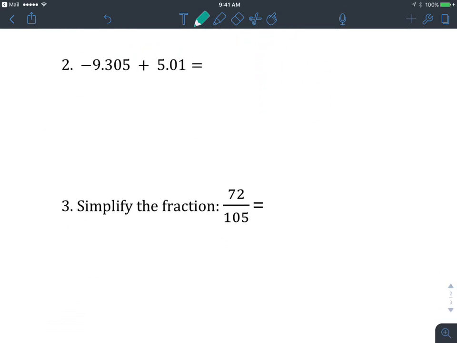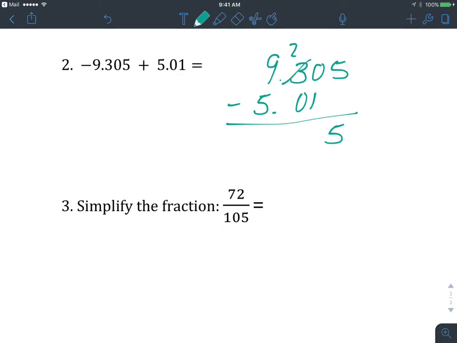Number 2, negative 9 and 305 thousandths plus 5 and 100ths. Different signs means I'm going to subtract the numbers. 9 and 305 thousandths, I'm going to subtract 5 and 100th. I'm going to line up the decimals. 5 minus 0 is 5. 0 minus 1, can't do that. Got to borrow from the 3.